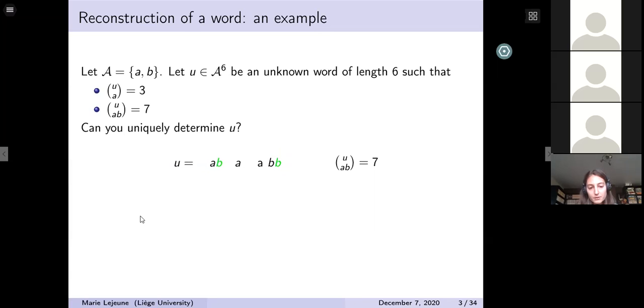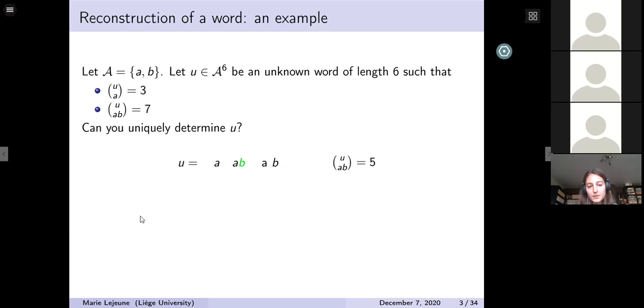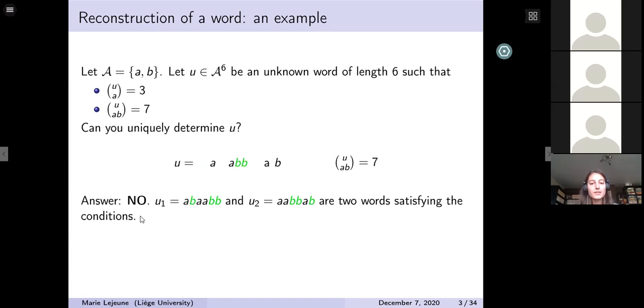But in place of this B, I could have put it here. And so this B contributes for 2 occurrences of AB, and the last B has to be put here. And I have a second word that satisfies the 2 conditions. So we cannot uniquely determine the word U from these 2 conditions.